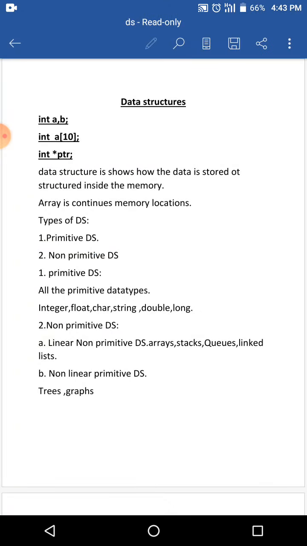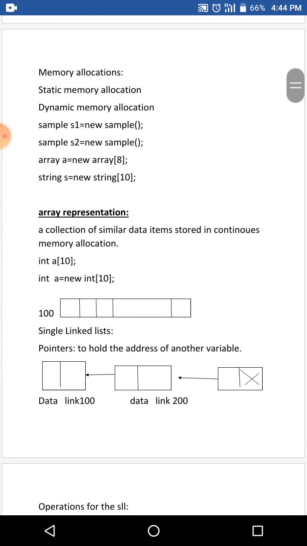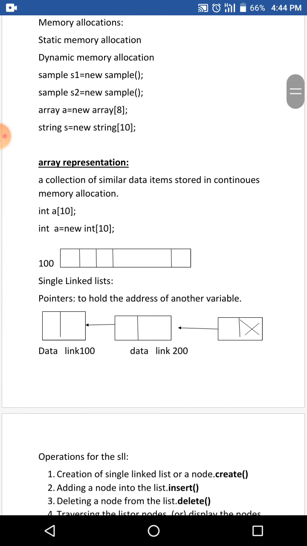Suppose in data structures I want to create an array. How to create an array? Suppose I want to create an integer array, integer a[10]. So here is the array representation. How will the data be represented here? A collection of information.